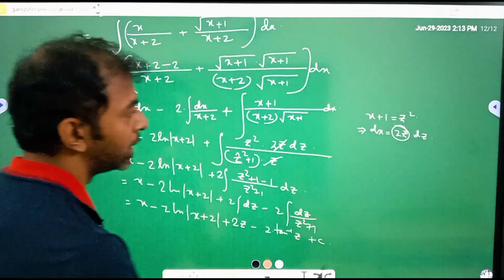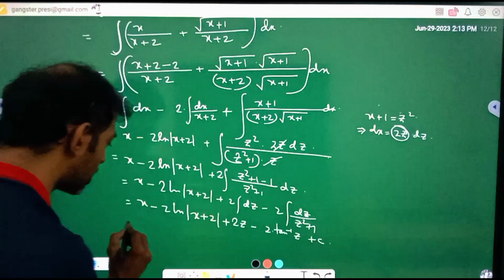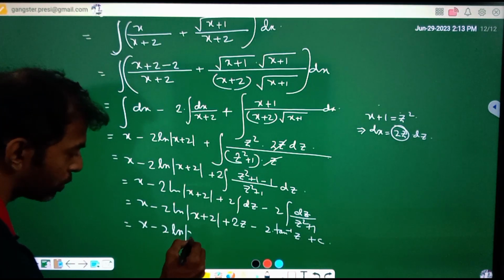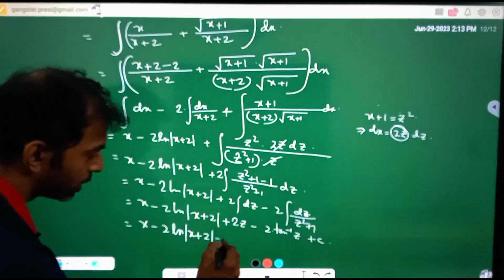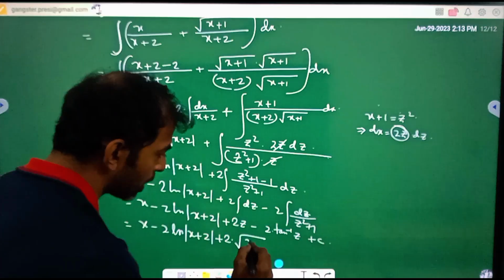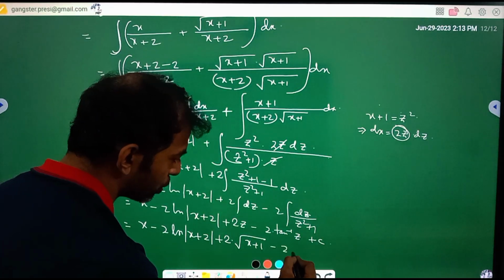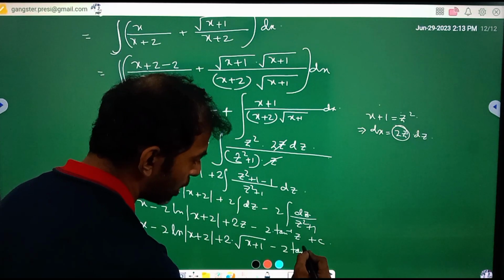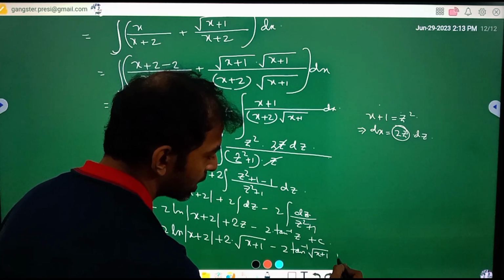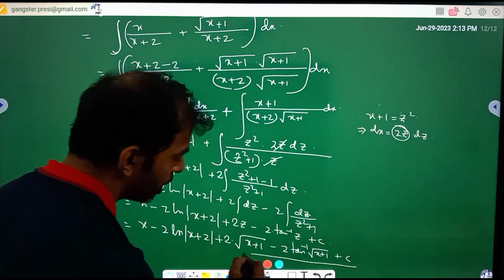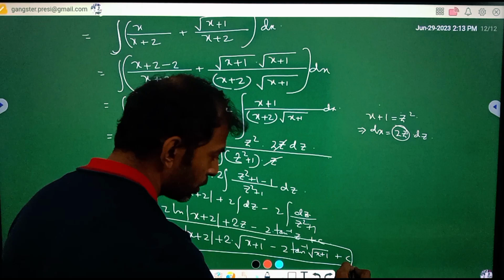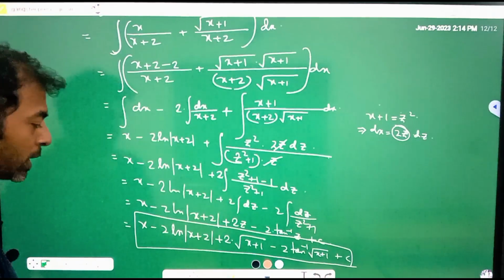z is under root x plus 1, so that will be x minus 2 log mod x plus 2 here, and 2 into value of z is under root x plus 1, and minus 2 tan inverse value of z is root under x plus 1, plus c. That's our problem. So that is the total procedure.